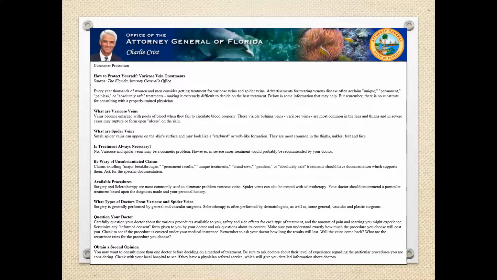They warn in this statement from the Attorney General of Florida, beware when people claim this is a unique, a permanent, a painless, or absolutely safe treatment. None of those things are true, and you have to sit and really inform patients so they have a clear understanding of what they're getting into. That being said, that's not meant to scare you off from having your veins treated. Like I said, 99% of these things are done in our office, with a local anesthetic, walk in, walk out, and patients are typically very pleased.